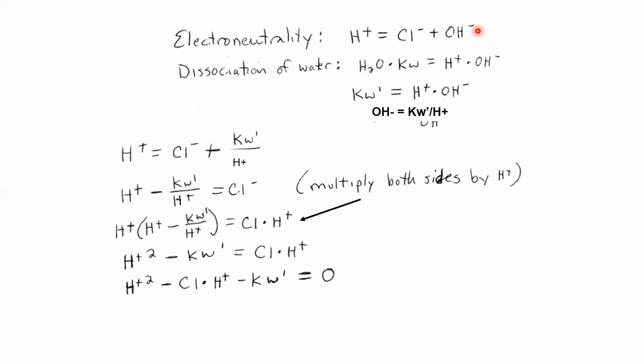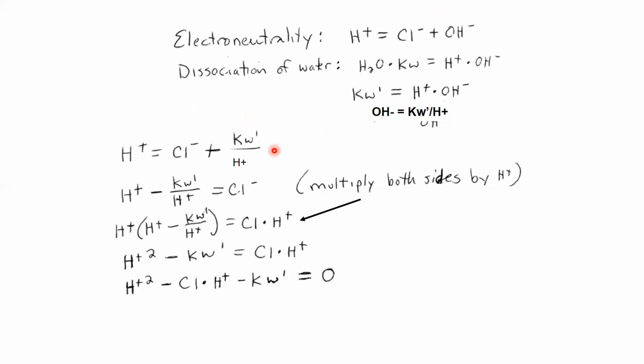And you can already see that the hydrogen ion is greater than the chloride ion added because you need to include the hydroxide ion. Including also the dissociation constant of water, which can be described by this equation here. If you solve for hydroxide ion, then you can see that the hydroxide ion equals the dissociation constant of water divided by H plus. So if you replace this for the hydroxide ion in the electroneutrality equation, you come up with this equation.